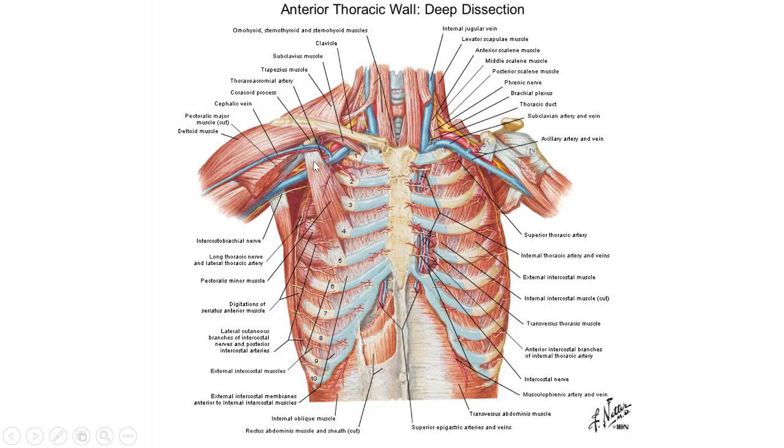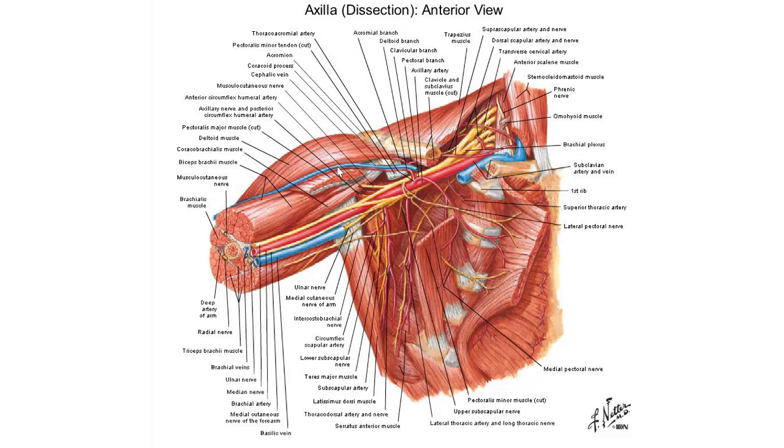This axillary artery, according to this muscle, is divided into three parts: superior, posterior, inferior. Branches in the right and left make no difference. The axillary artery gives 6 branches. First from superior, second from posterior, and third from inferior. 1, 2, 3. First 1, second 2, third 3.